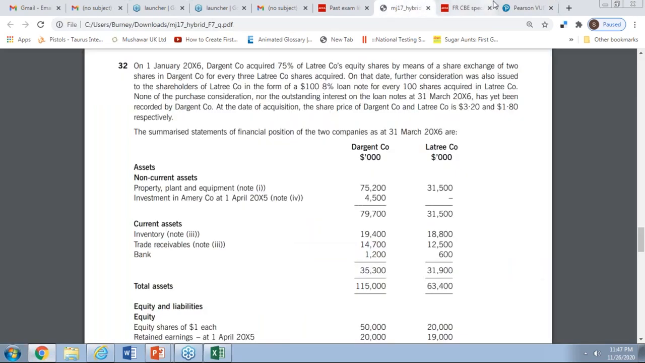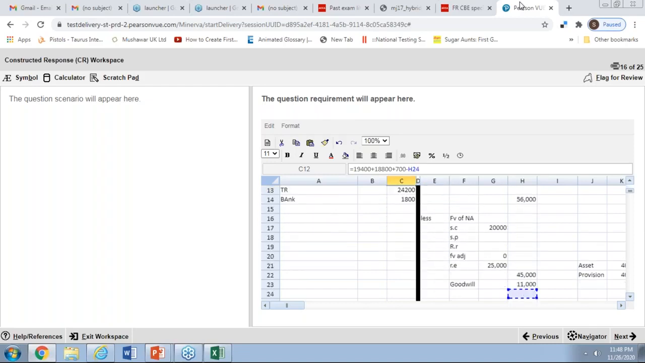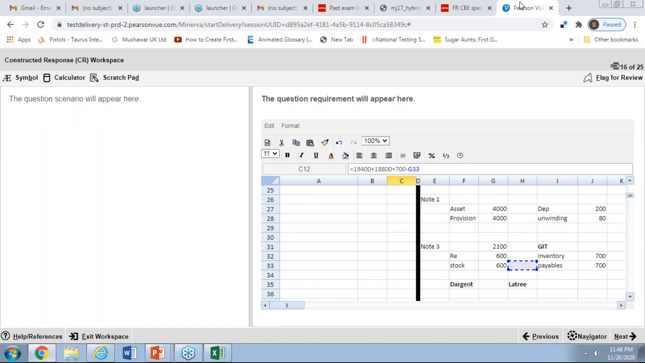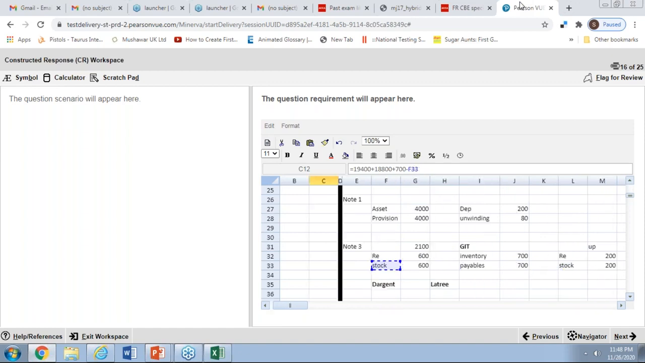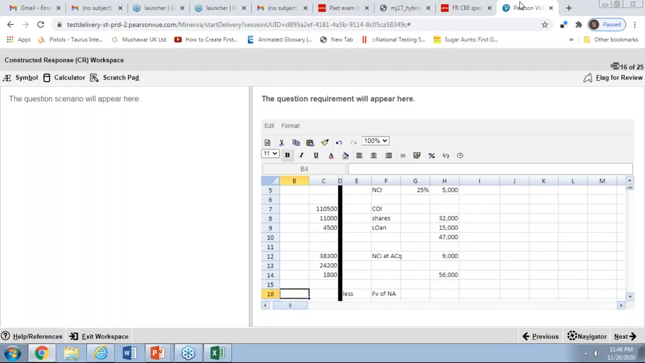What about the stock? Stock is 19,400 plus 18,800, minus unrealized profit and the goods in transit. The goods in transit is having a value of 700, minus we have two unrealized profits here. The first one is for 600 and the second one is for 200. Just making it manually. And finally then 200.